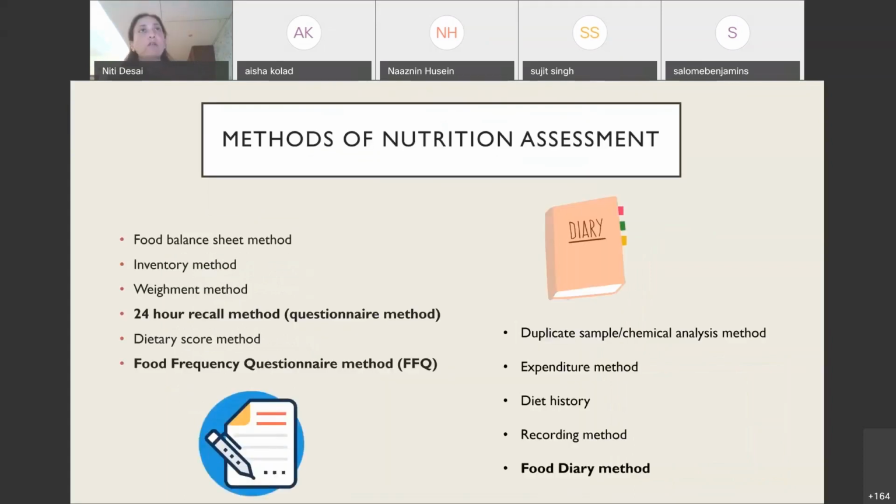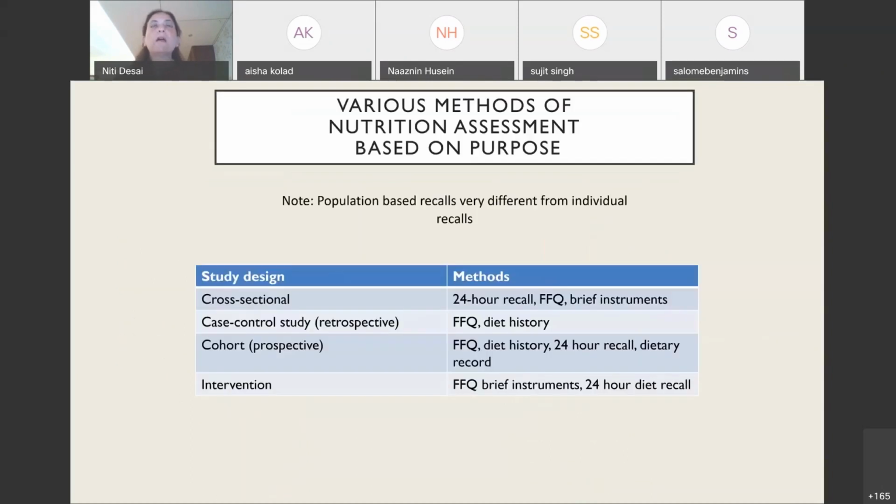So now coming to the methods of nutrition assessment, we know there are various methods. Today, I'm going to be talking about methods which are most commonly used: the 24-hour recall, the questionnaire method, the food frequency questionnaire, and the food diary method. These are the methods which are most commonly used in a clinical setting. Of course, which method to be used depends on what setting it is.